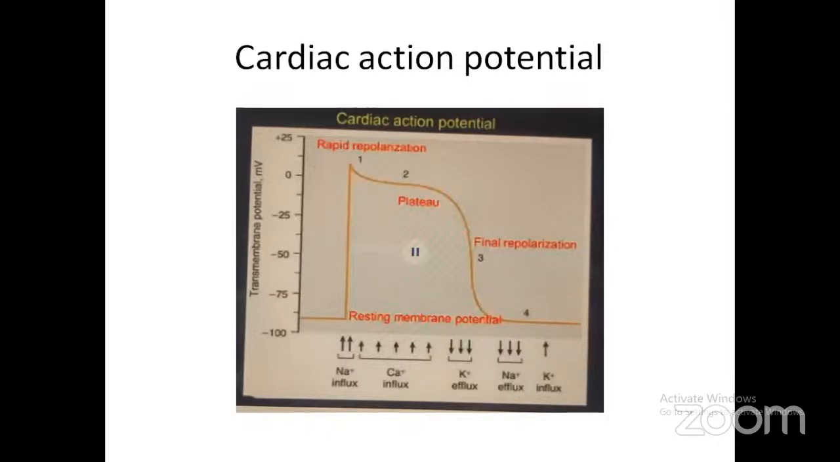In phase 0, there is rapid depolarization because of sodium influx. In phase 1, rapid repolarization, there is efflux of potassium. In the plateau phase, there is calcium influx. In final repolarization, phase 3, there is potassium efflux. In phase 4, the myocyte reaches its resting potential, which is a combination of sodium efflux and potassium influx.